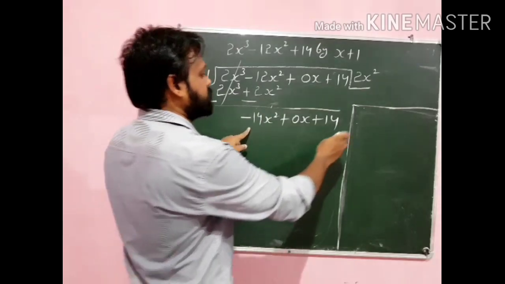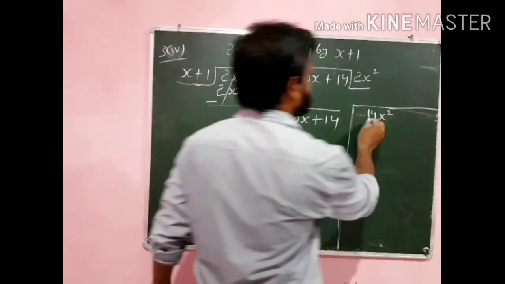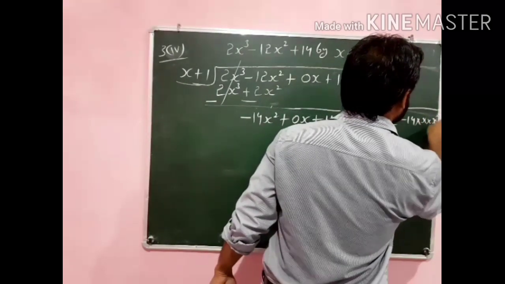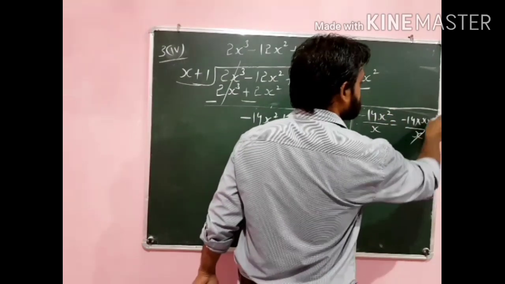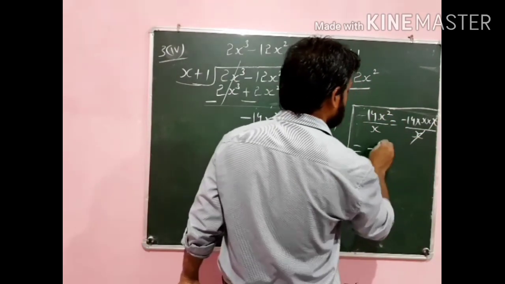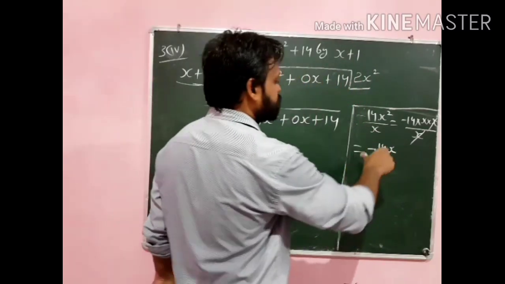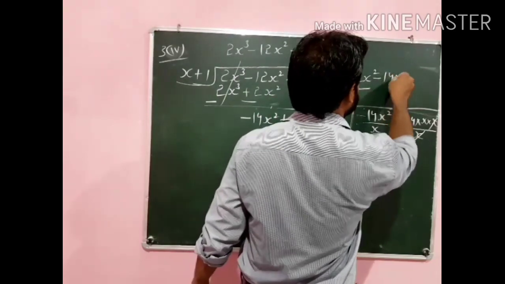So again this is minus 14x square, so write it down here and it is divided by this x. So it will become minus 14 into x over this x. Why x into x? Because it is x square and this x is cancelled with this x, so we got minus 14x. So this is the answer which we found after calculation. Write it down here, this is minus 14x.